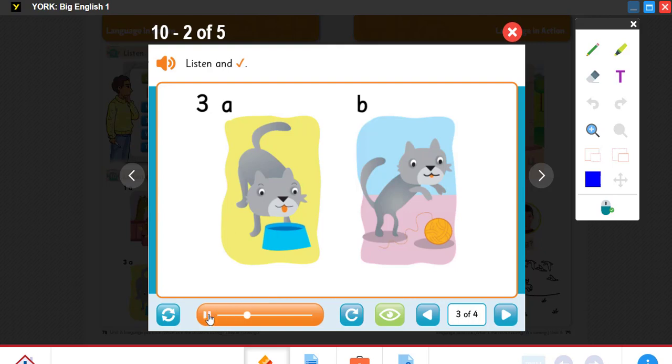3, What's the cat doing? It's jumping. Yes. Which picture is the correct picture, A or B? What's the cat doing? It's jumping. Yes, correct. Picture B. Next.